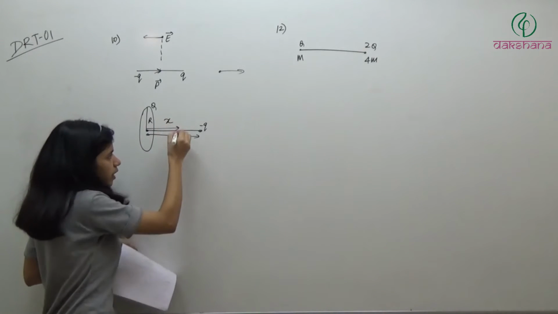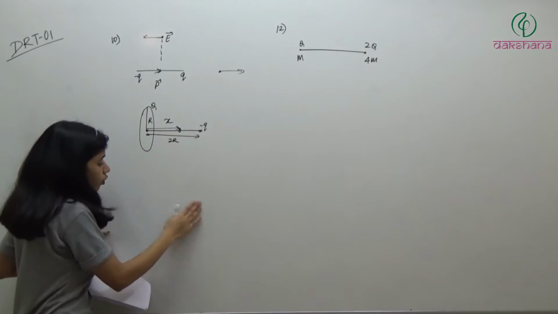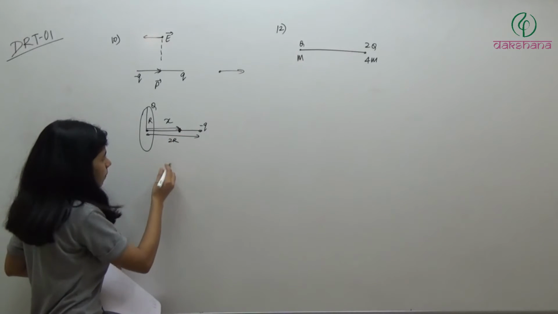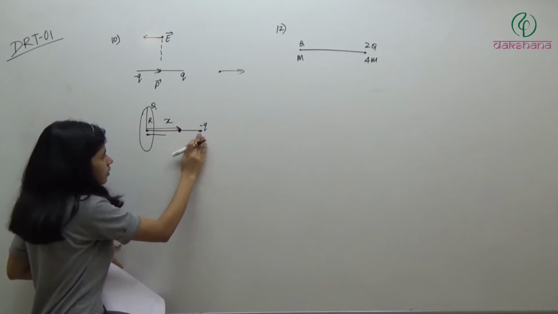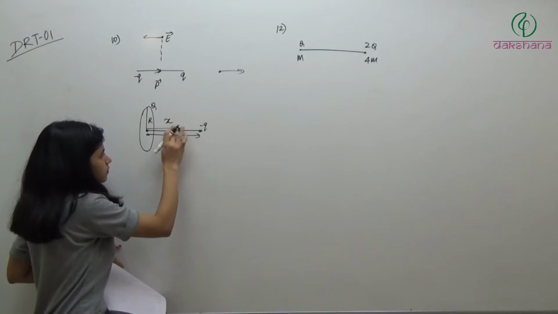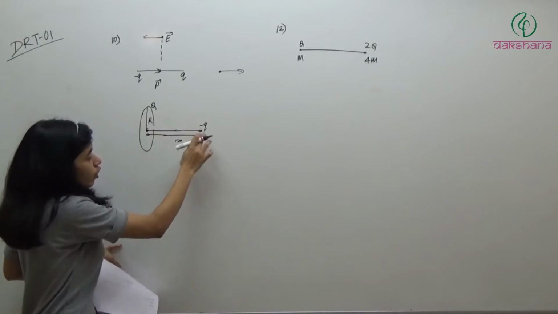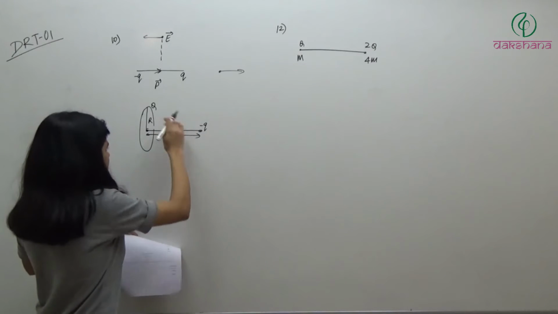Let's say it is at some x distance. So what will be the force, or what will be the field, at that point? So here we have, let's write this as x. So let's say this distance is x. Now what will be the force on this charge due to the ring?